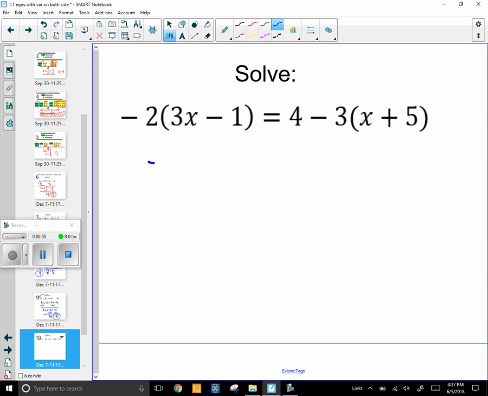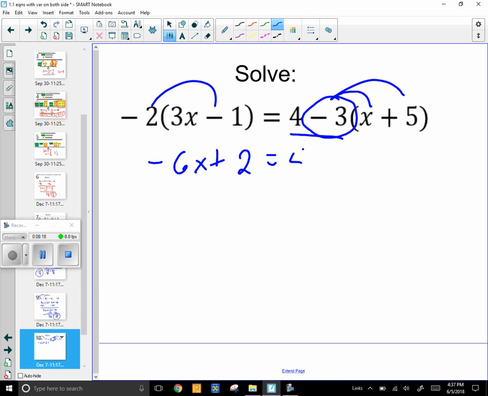All right, I am getting negative 6x. Here's the tricky part right here, plus 2. All right, a lot of kids mess up right here. Now, you can't subtract 4 minus 3 and get 1. It's also a common mistake. Multiplication comes first. So you have to distribute.